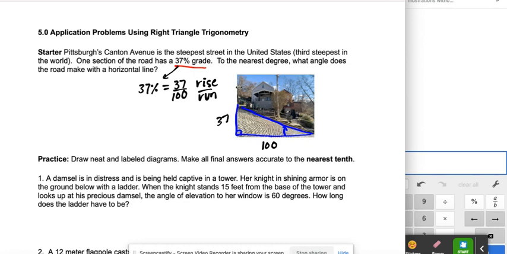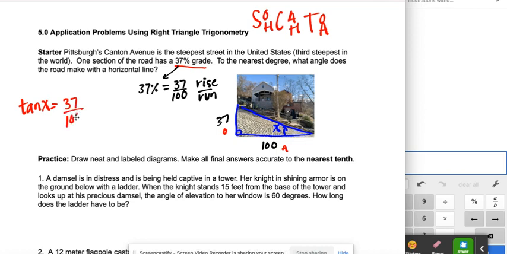So now we have a right triangle. If we need to solve for the angle of elevation, or the angle that the road makes with the horizon or horizontal line, I can solve for x by using trig. So let's go ahead and write up our SOHCAHTOA. Let's identify the sides of our legs. 37 is our opposite leg, and 100 is our adjacent leg, and that's going to be our tangent. So I write my equation: the tangent of x equals my opposite leg over my adjacent.